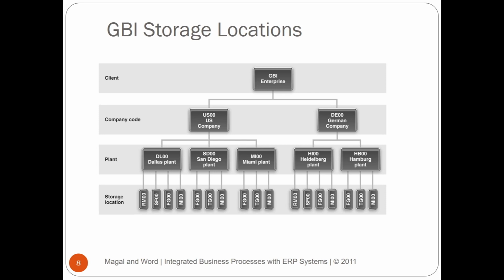It's common to use the same labels across the plants and the company codes if they represent the same type of storage, such as raw materials and finished materials.